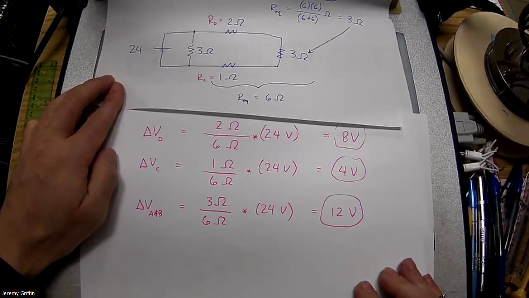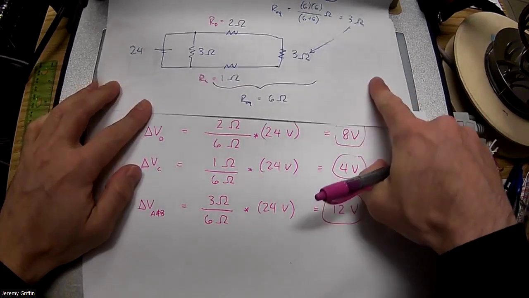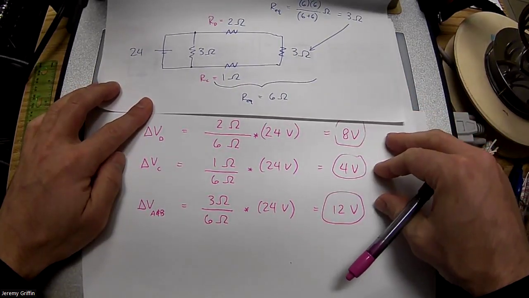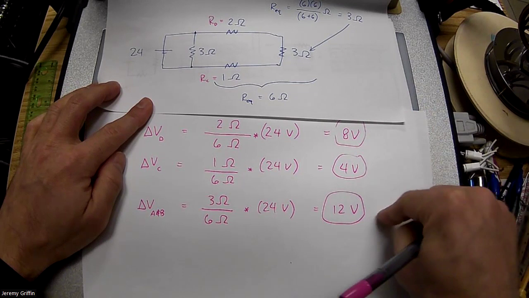And if you add those 3 drops up together, what's 8 plus 4 plus 12?